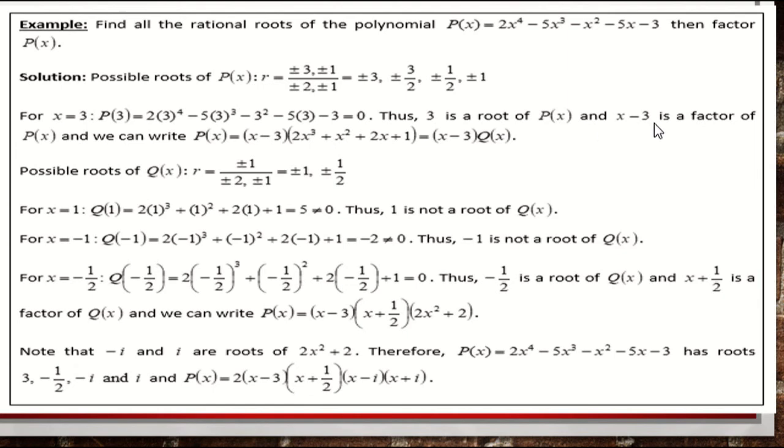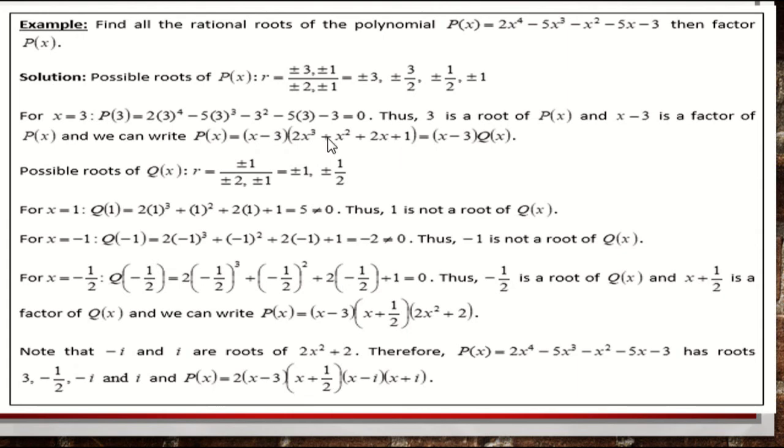So, x minus 3 is a factor of our p of x. Since 3 is a root, we can factor x minus 3. So we can write, okay, let us divide the original polynomial by x minus 3. So we can factor it out. After dividing, this is the result: x minus 3 times 2x cubed plus x squared plus 2x plus 1.